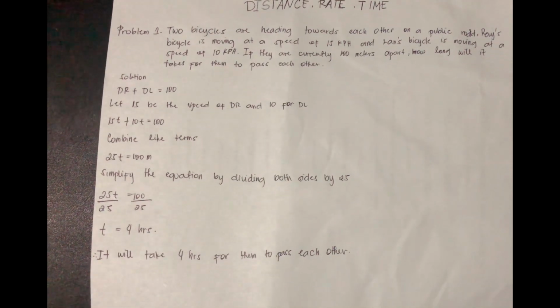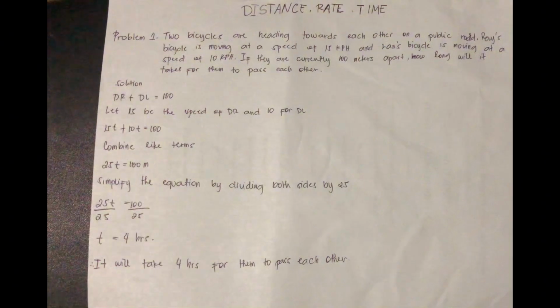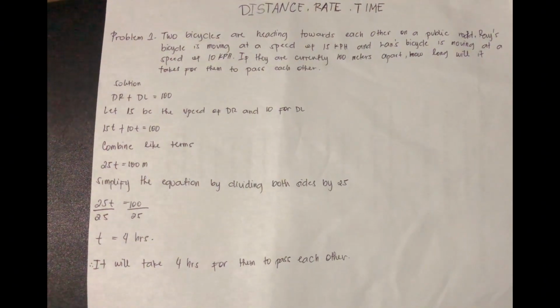So t is equal to 100 divided by 25. So the answer is 4 hours. And it will take 4 hours for them to pass each other.